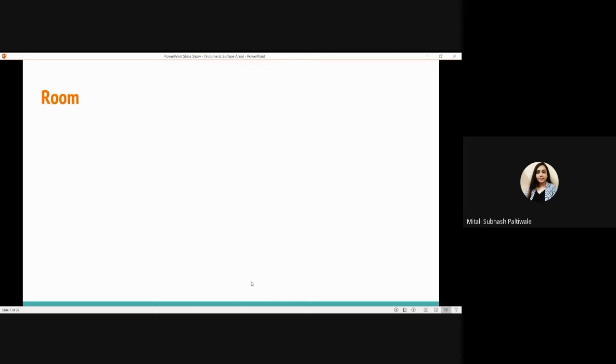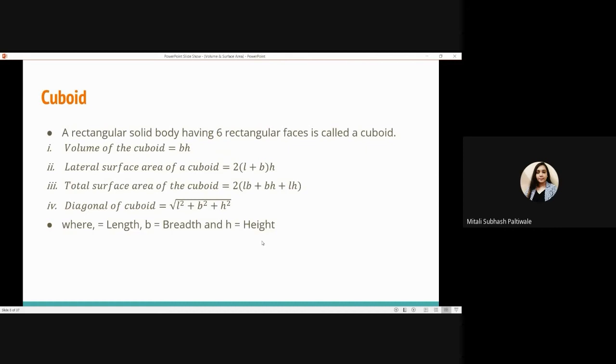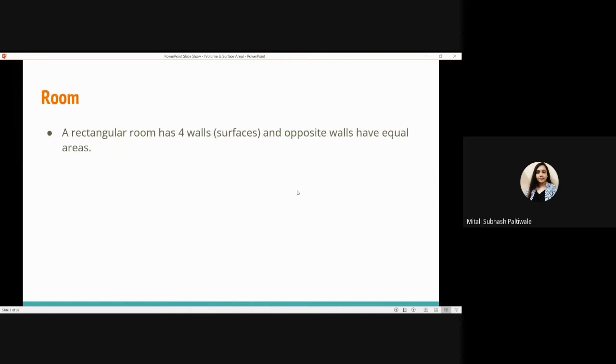Okay. Now, as we have discussed the cuboid, there are many things which come in a cuboid format, or which look like a cuboid or a cube. So let's see what all things look like a cube or a cuboid. The very first thing would be a room, wherein there are four walls, at times with surfaces that are not equal. That is why we will call it a room.